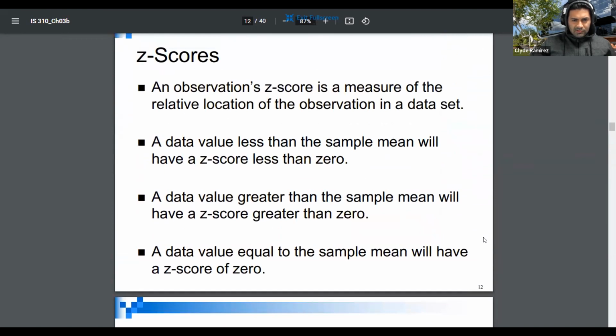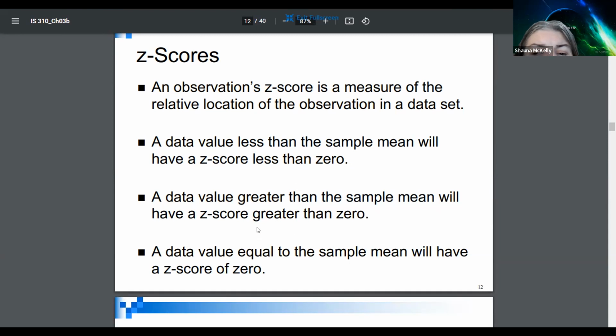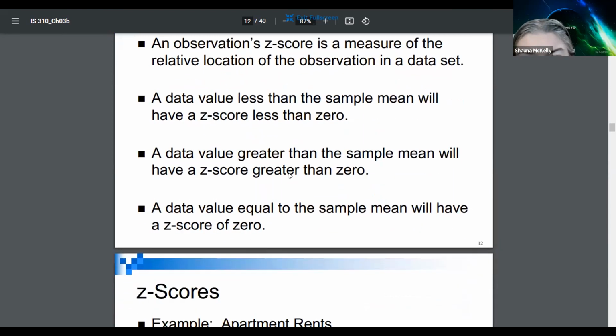Okay. These are important for general understanding. So a z-score of 0 means that you're right at the mean, which makes sense because you're taking the score minus the mean, so if you get 0, you're right on it. A z-score that's positive means that your raw score, your data value, is above the mean. Because remember, it's your score minus the mean. So if the mean is lower than you, then your result will be positive. A data value less than the sample mean will have a z-score less than 0. So those are the significance of that.